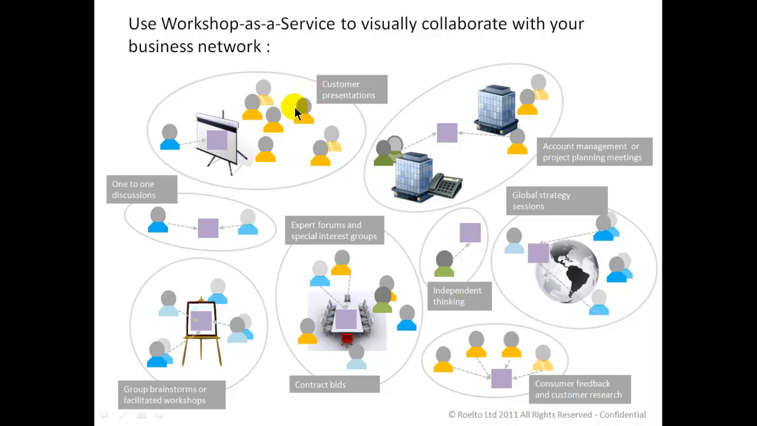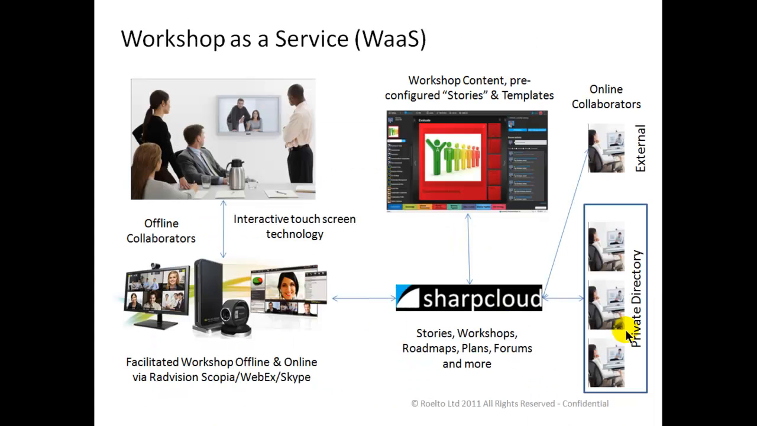Other ideas could be just on one-to-one discussions, as I said, having group brainstorming and facilitating ideas for your innovation processes, through to contract negotiation or helping to set up project teams. Again, BS 11,000 is very good for facilitating and working in that way. Again, we can use it for global strategizing or account management, and for just simple independent thinking. So there are many ways that you can use Workshop as a Service to carry out these particular functions.